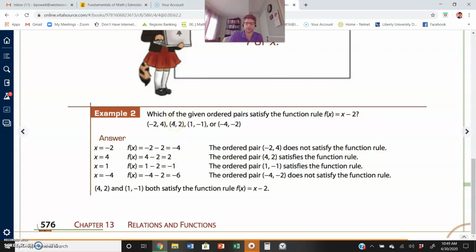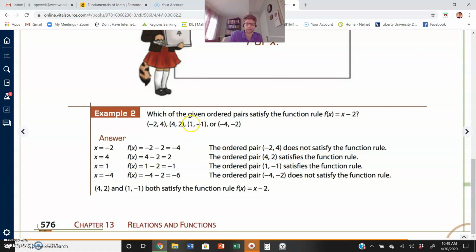Let's plug in the x here and see if we get our 2. Whenever we plug in a 4, we get f of x is equal to 4 minus 2. 4 minus 2 is 2. Is that what we're supposed to get? Yes. So this one satisfies. This one is a yes.